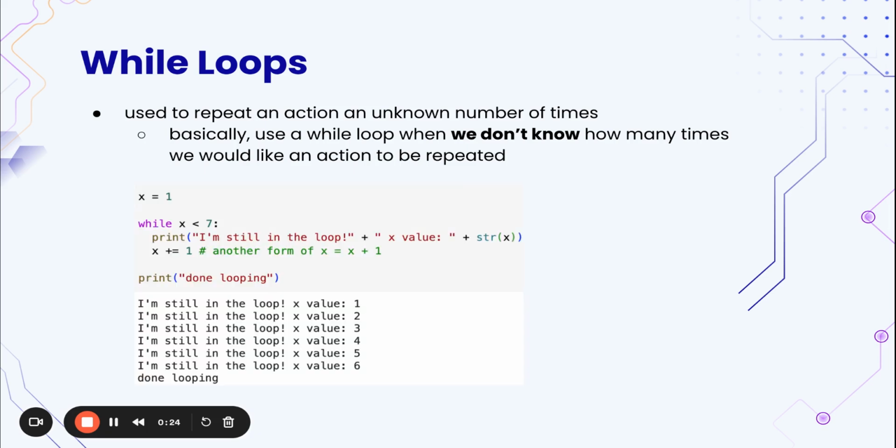So here's an example. x equals 1. While x is less than 7, print "I'm still in the loop" plus the x value. x plus equals 1, another form of x equals x plus 1. And once we're done looping through, print "done looping". As you can see here in this line, we are just adding 1 to the value of x every time we run through this loop. You can think of this statement as: while this condition is true, then execute this code in the body.